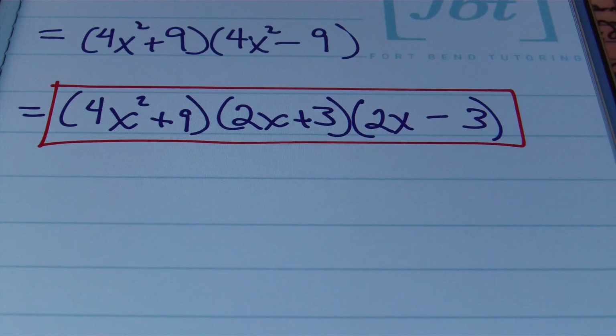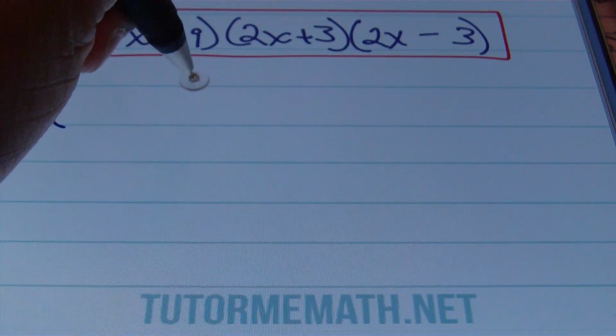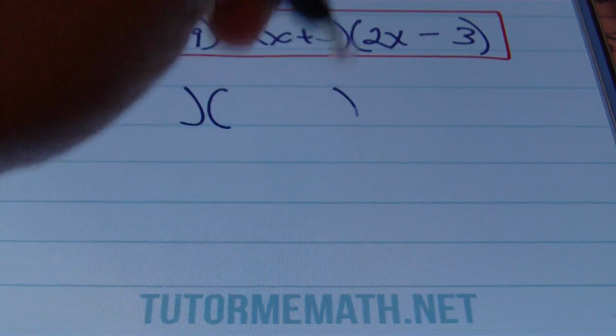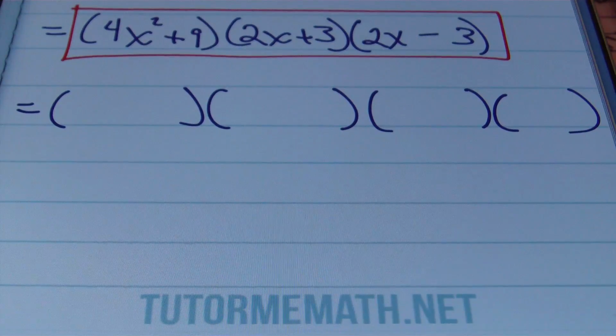However, if you're in an AP course, you need to factor the sum of squares as well. So let's do just that. We're going to go ahead and factor this, making sure that we factor that sum of squares now. I'm going to open up 2 sets of parentheses just for that and bring down the rest.